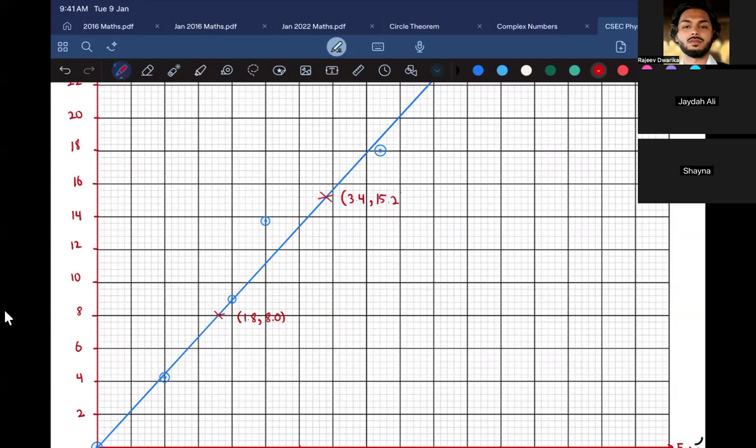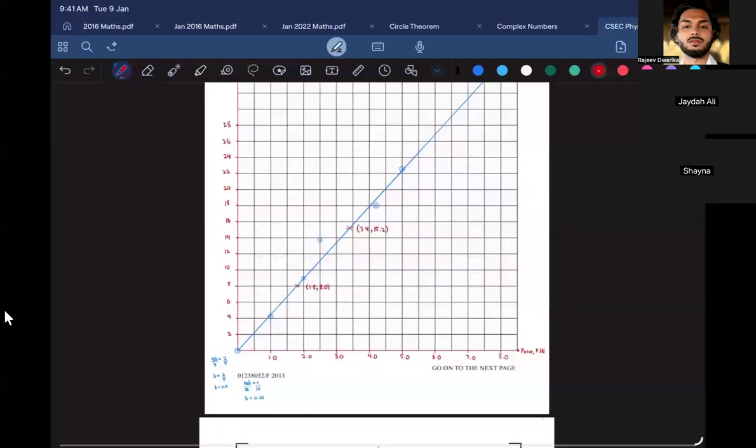So do we have the information that's required to actually find the gradient? Tell me, yes or no? Yes. Right. Sheena, you okay? Sheena, let me know if you're okay. Yes, sir, I'm okay. I'm following.